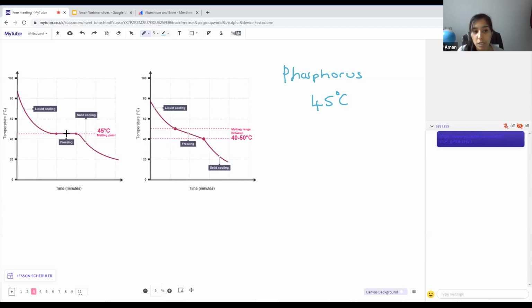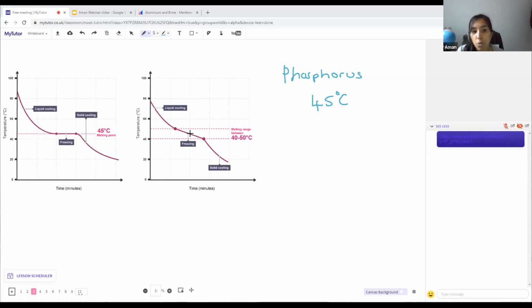So remember, melting and freezing are equivalent to each other. They happen at the same temperature. And this specific temperature is 45 degrees. So that's the graph of pure phosphorus. Now, if we imagine we have impure phosphorus, what happens is the liquid cools, but as it freezes or as it melts, so if it's going from solid to liquid, it would melt. If it's going from liquid to solid, it freezes.